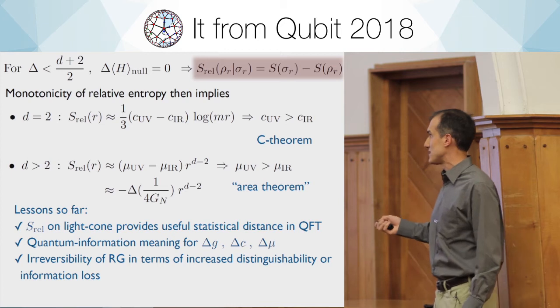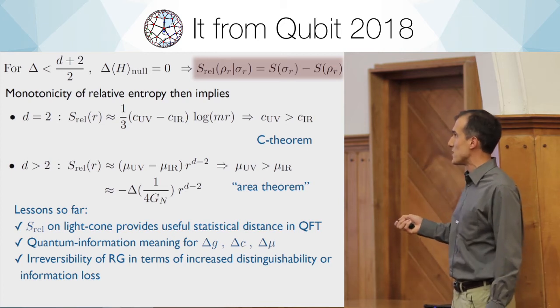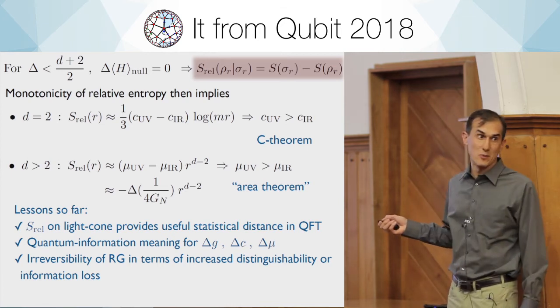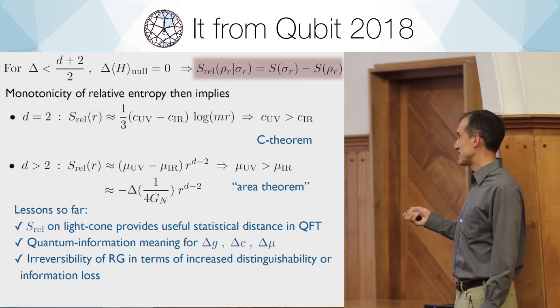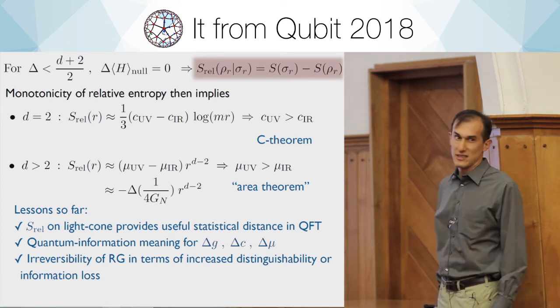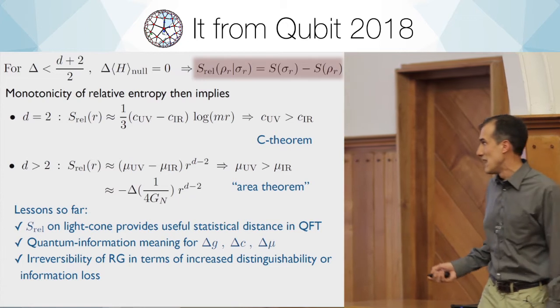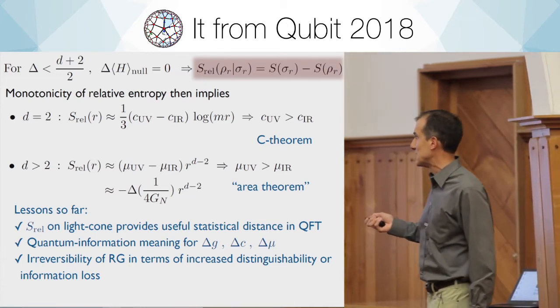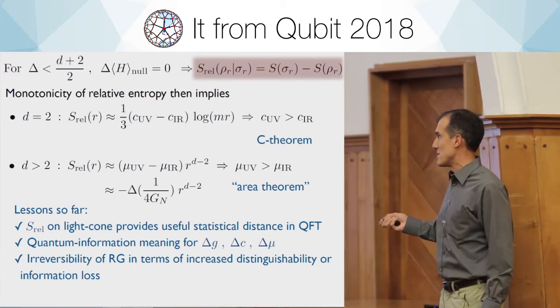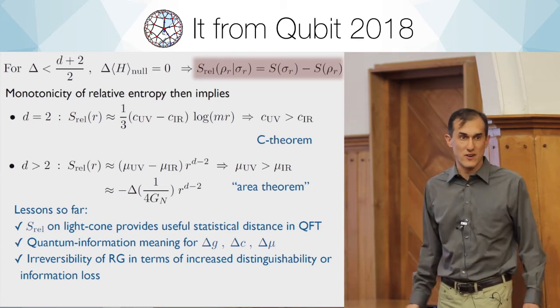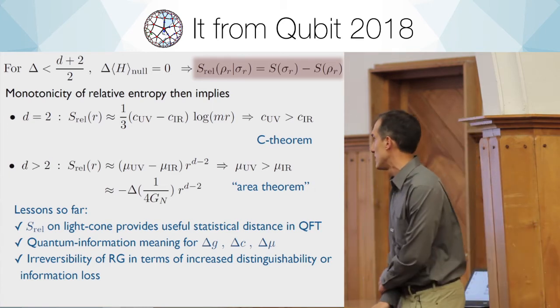In d bigger than 2, there is something similar, but instead of the log r, you get an expression for the area terms in entanglement entropy. It basically says that the area term in the UV has to be bigger than the area term in the IR. Okay? And that's also interesting for connections with gravity because the area term basically measures the QFT contribution to the renormalization of Newton's constant.